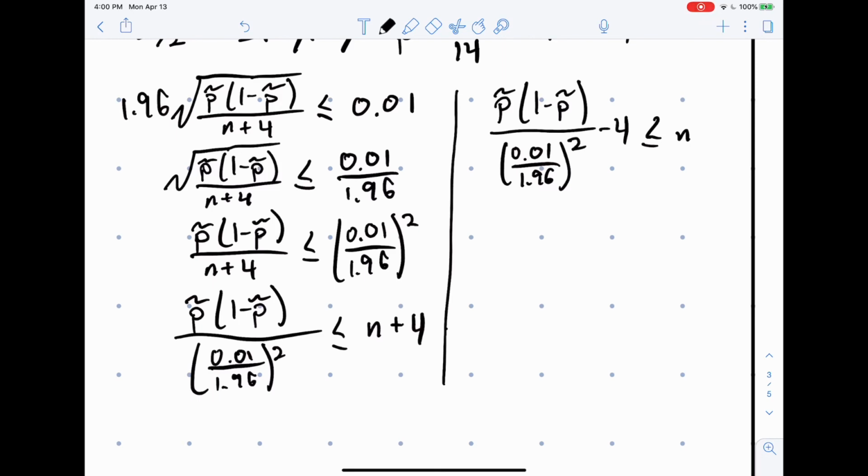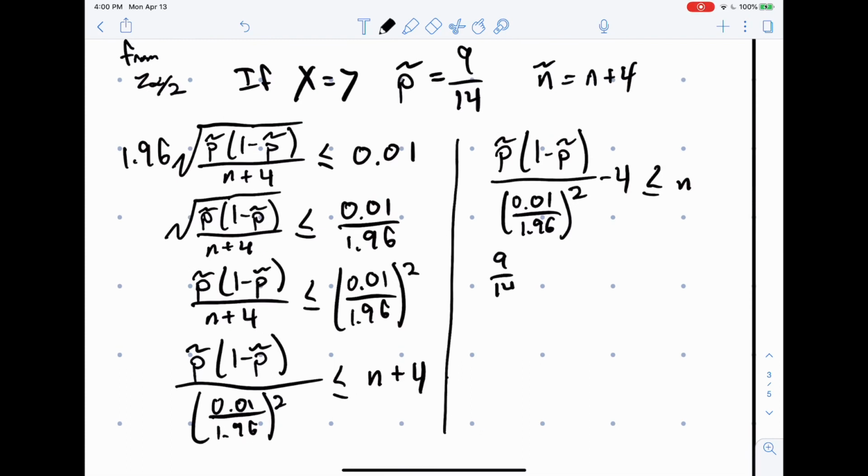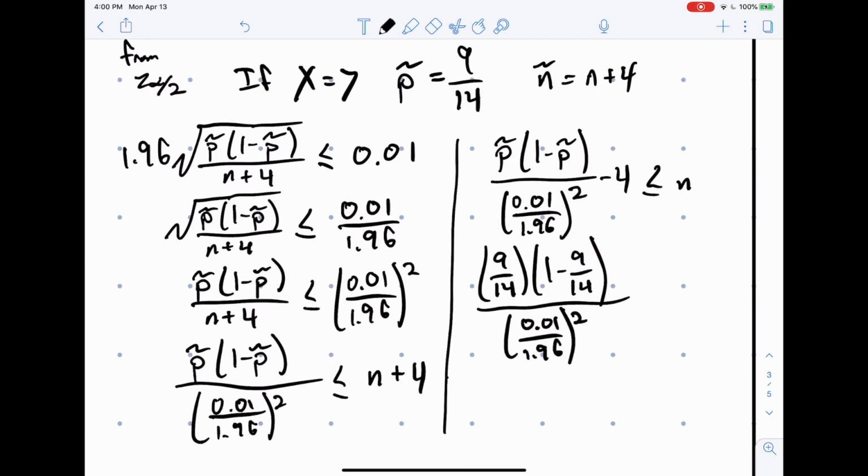So you finally get to an expression like this one on the right-hand side. Now you can plug in your actual value of p tilde. So we have 9 over 14 for p tilde, times 1 minus 9 over 14, over 0.01 over 1.96 squared, minus 4, is less than or equal to n. So you plug all this in, you get 8,816 is less than or equal to n. So you have to survey at least 8,816 people in order to get a confidence interval that small for p, which is kind of surprising.